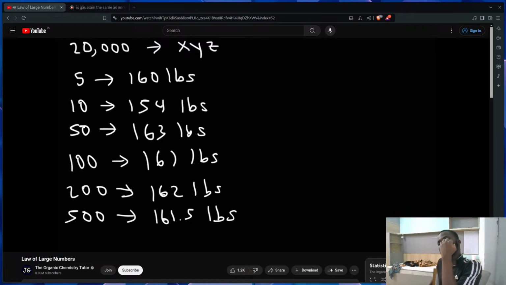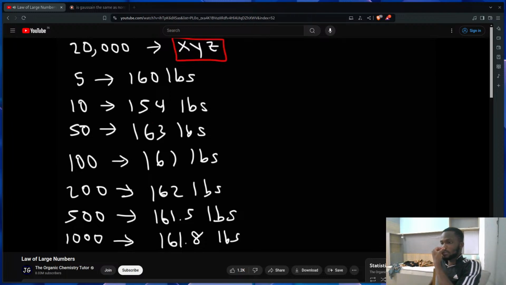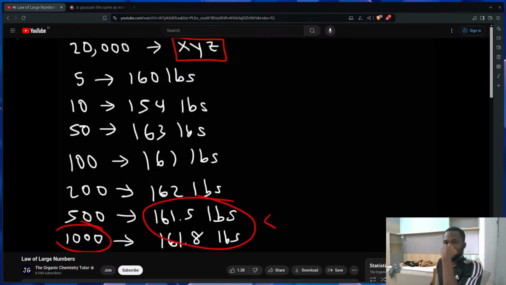We can see that the average weight of the individuals in this town is somewhere around 161, 162. If we measure 1,000 individuals, which will take a lot of work, we might find that the average is 161.8. So we can say that the average weight of people in this town is somewhere between 161 and 162 because as n became very large, we see that the average is convergent to this value.